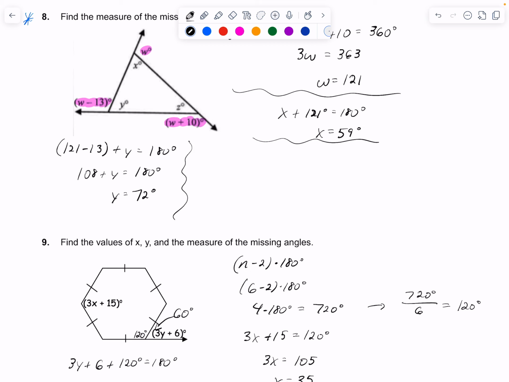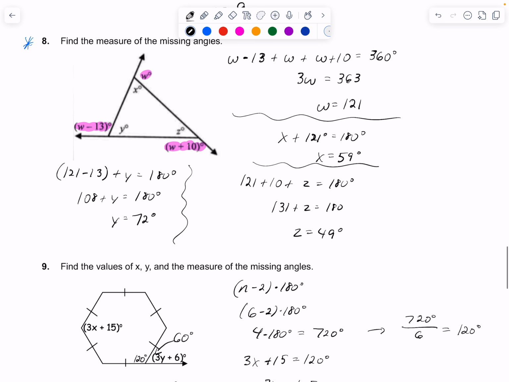And then my last one is z, which is 121 plus 10 plus z equals 180. So 121 plus 10 is 131. Moving that 131 over with subtraction is 180 minus 131, which is going to be 49 degrees. Okay, and that's it, guys. That's all of them. Let me make sure. Yep, w, x, y, and z. So I got all of the missing angles here, my missing variables.